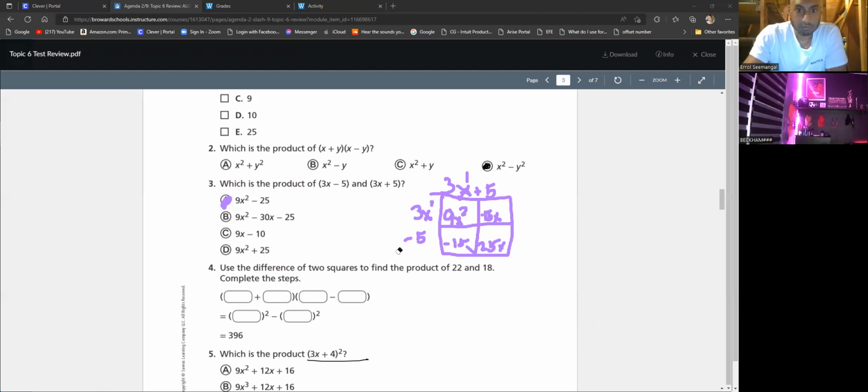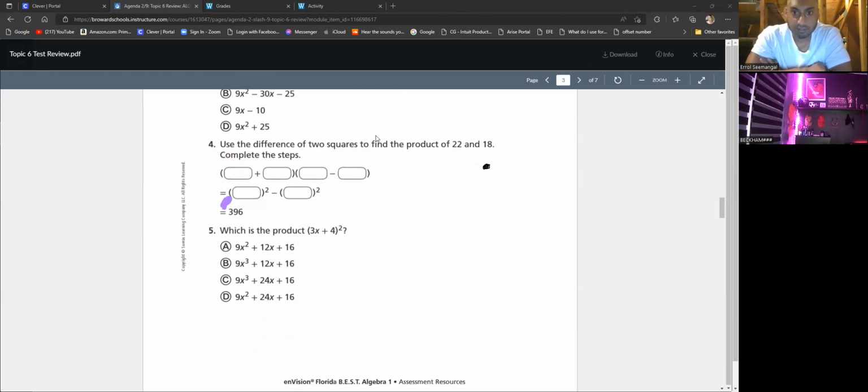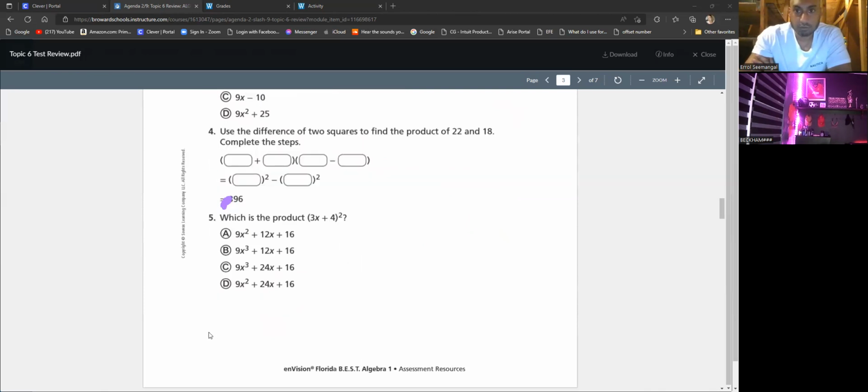All right. What about 5? We're not gonna do 4. Use the difference of 2 squares. Do you know what that means? Find the product of 22 and 18. Do you know what that means? No. What's the difference of two squares? What does that mean? It's just like the one we just did.